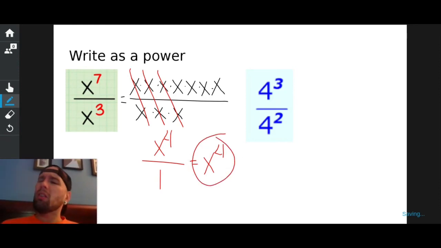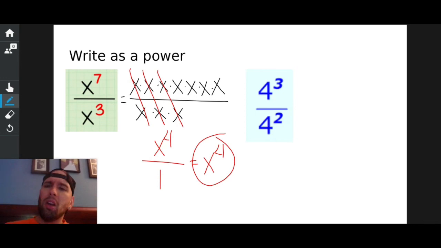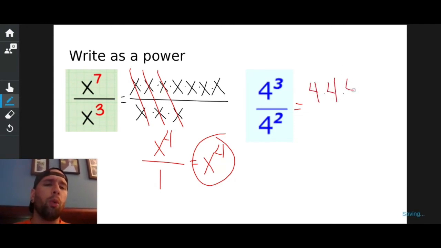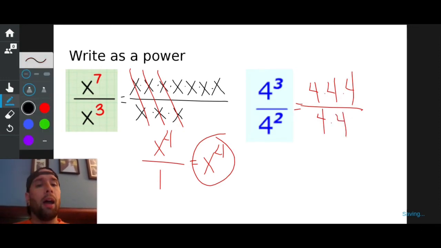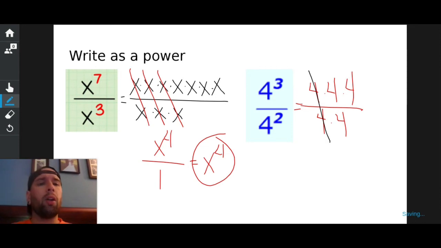Not so bad. I wonder if there's a faster way to get from 7 and 3 to 4. Probably not. What's 4 to the 3rd? 4 times 4 times 4. And what's 4 squared? A fun game, but it's also 4 times 4. I have a 4 up here and a 4 down there, cross it out. I have a 4 up here and a 4 down there, cross it out. I have nothing left on the bottom, so we have to put a 1 there. I have just a 4 up top, and so I have 1 4.